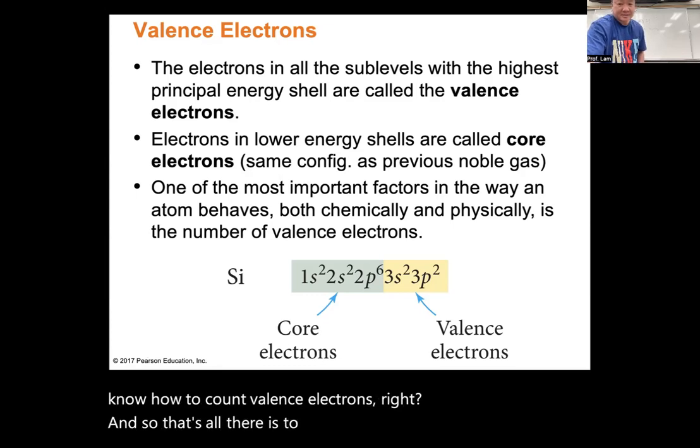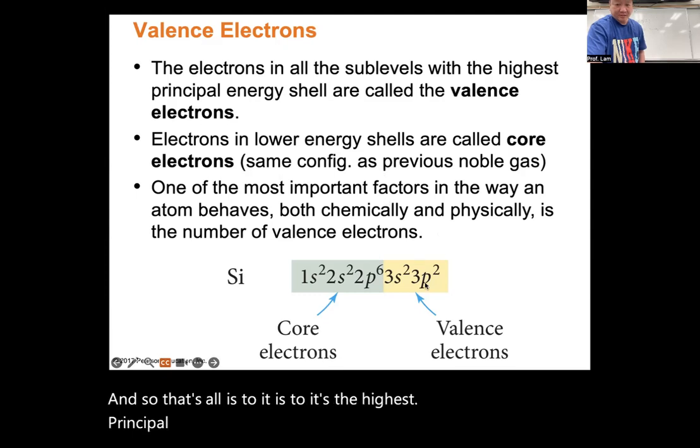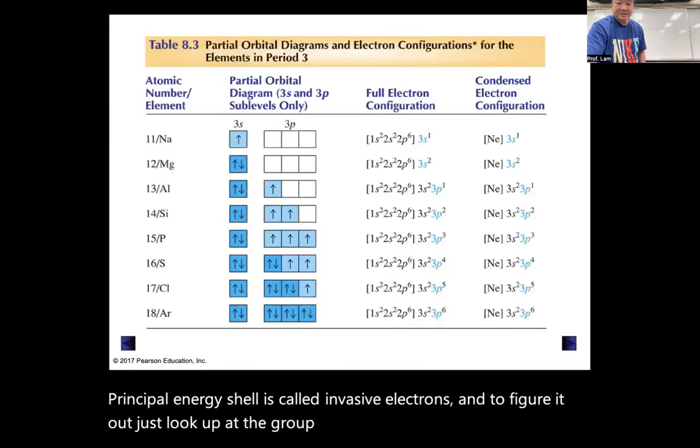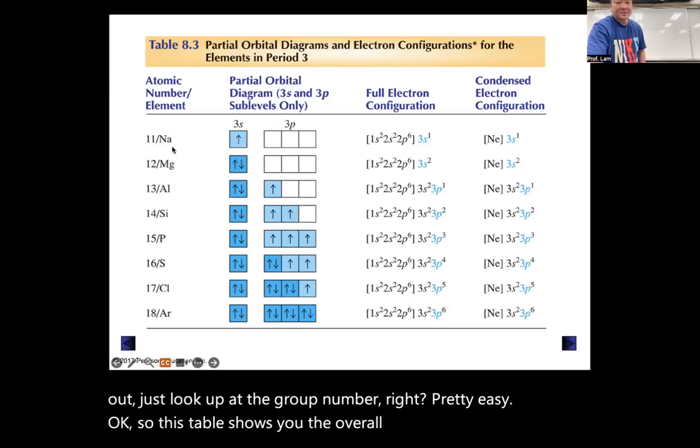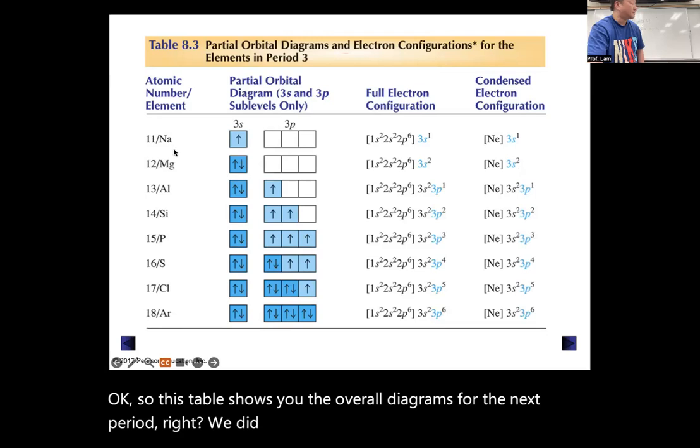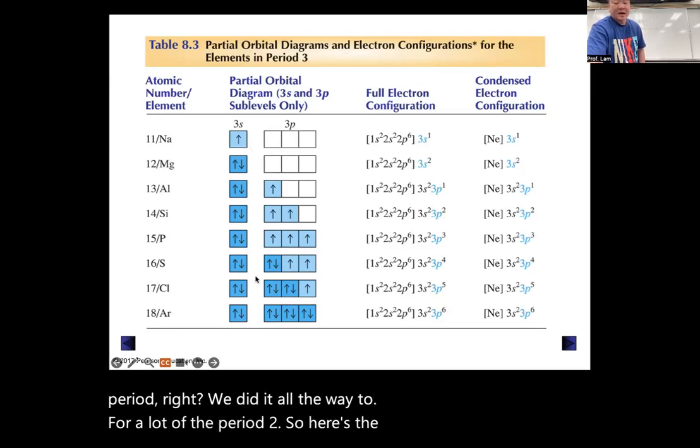And so that's all there is to it. The electrons in the highest principal energy shell are called the valence electrons. Right? And to figure it out, just look up at the group number. Right, pretty easy. Okay, so this table shows you the orbital diagrams for the next period, right? We did a lot of period 2. So here's period 3.